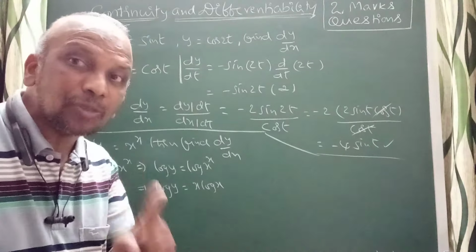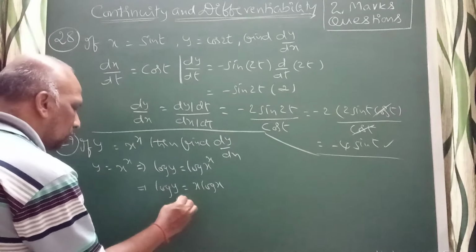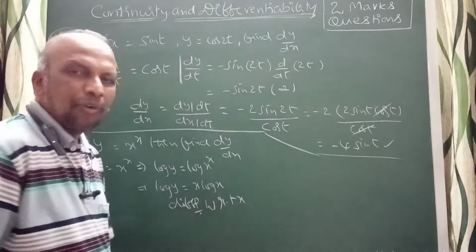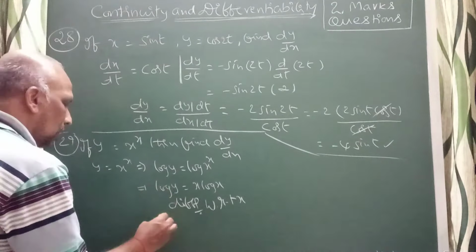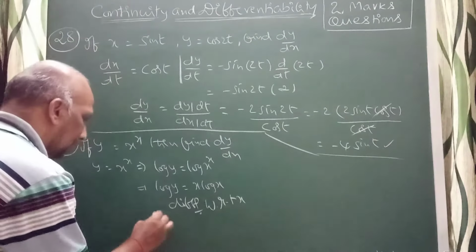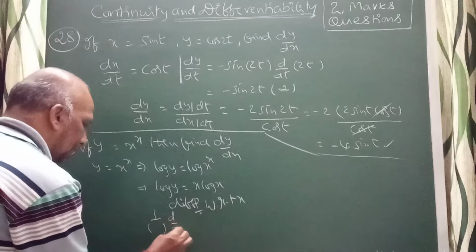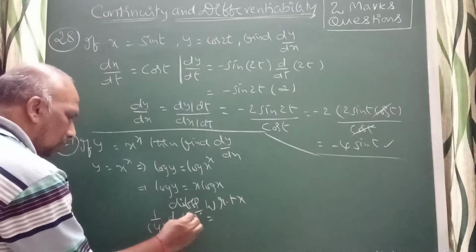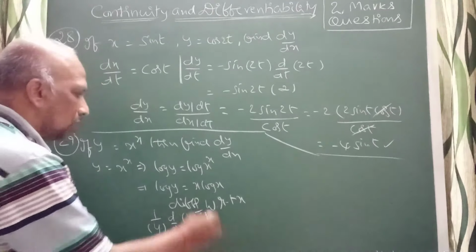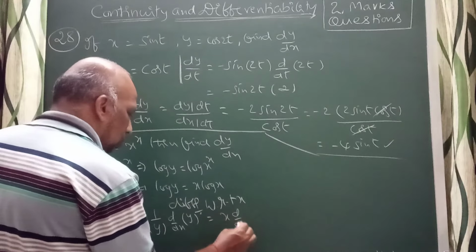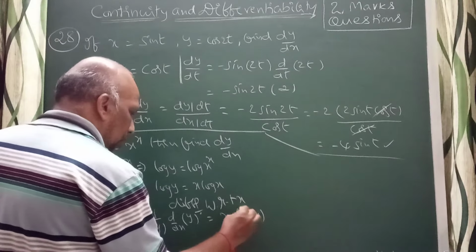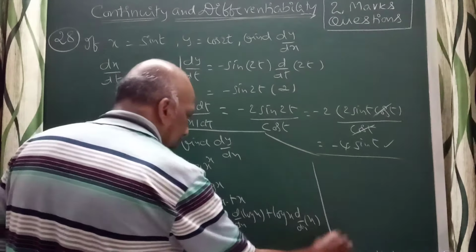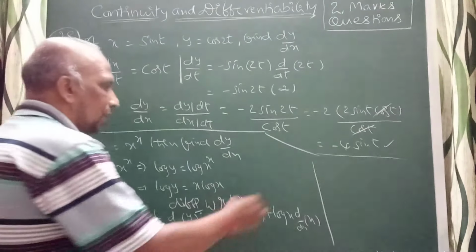Now differentiating with respect to x. When I am differentiating log y, the derivative is 1 by y into dy by dx. On the right side, check the product rule: x into d by dx of log x plus log x into d by dx of x.